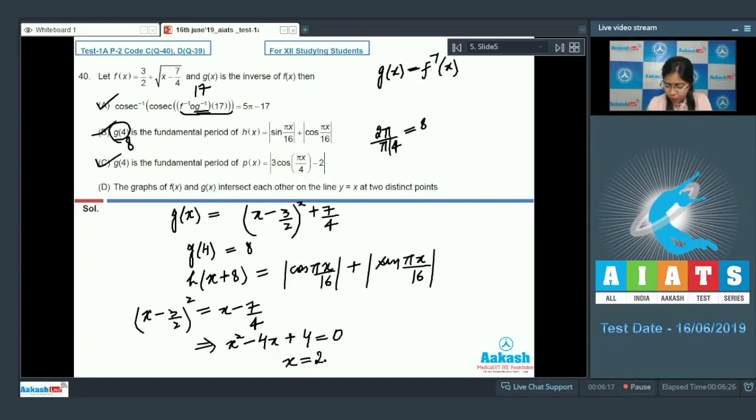That is, x equal to 2 is the only point. So, we can say that they are not intersecting at two distinct points. So, this option is incorrect. So, the answer of this question will be options A, B and C.